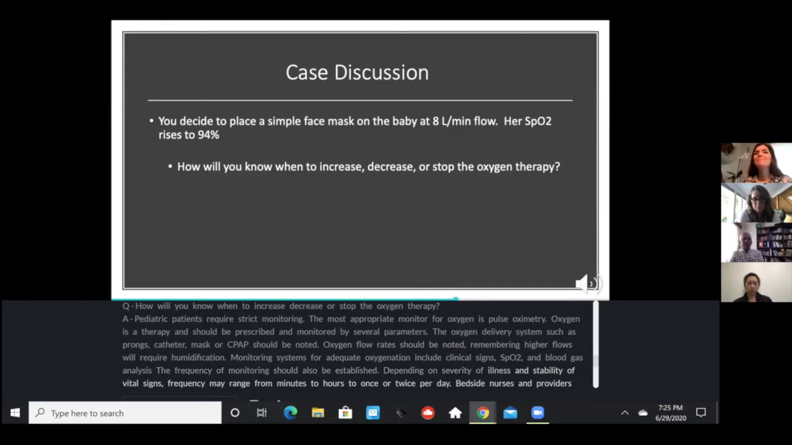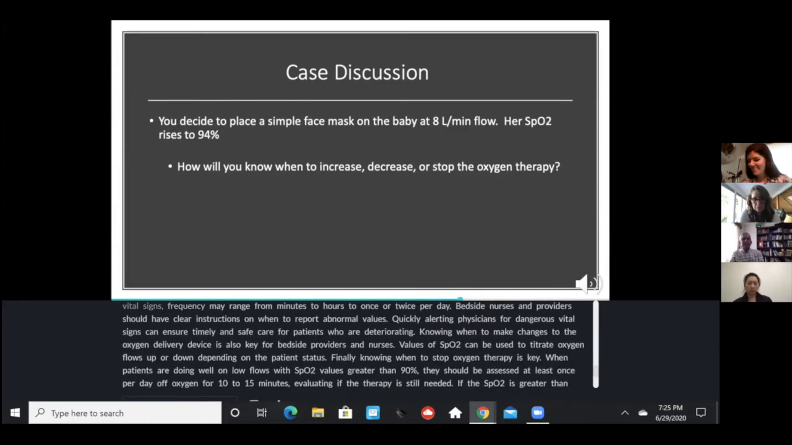Depending on severity of illness and stability of vital signs, frequency may range from minutes to hours to once or twice per day. Bedside nurses and providers should have clear instructions on when to report abnormal values. Quickly alerting physicians for dangerous vital signs can ensure timely and safe care for patients who are deteriorating. Knowing when to make changes to the oxygen delivery device is also key for bedside providers and nurses. Values of SpO2 can be used to titrate oxygen flows up or down depending on the patient's status.